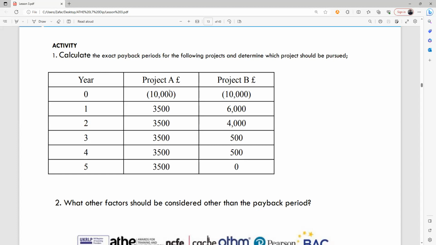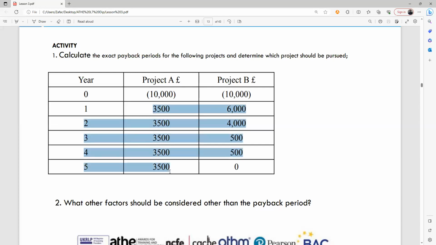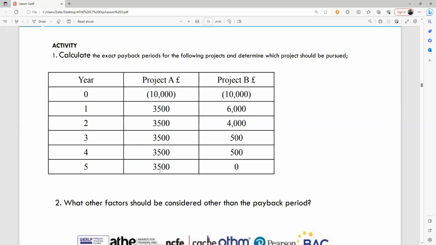Very simple. Comparing 2 projects, A and B, over the 5 years. Initial investment, both of these is 10,000. Then you get this value of these projects. You get 3,500 over 5 years, and this project B will give you 6,000, 4,000, and 500. So it's going to be like 3 years and 2 months. Whichever takes lesser, this is the project that you go for. The shortest period that will recover your costs, we'll go for it.